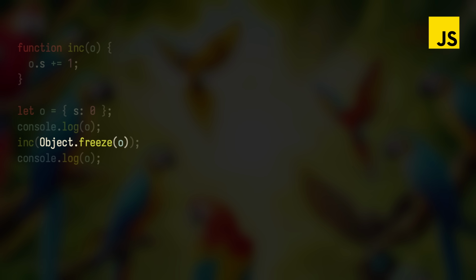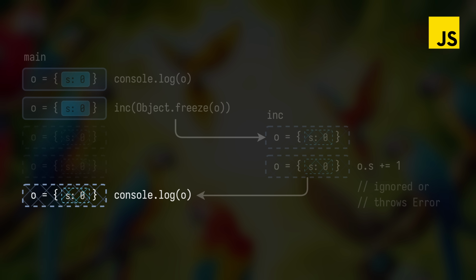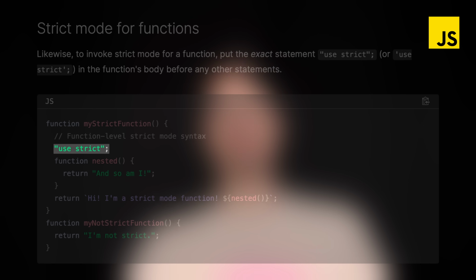Another option is freezing the object with Object.freeze, which would prevent modifying the object's properties and adding new ones and deleting object properties. However, the object remains frozen after the call to inc. And if you forget to enable strict mode in browsers by slapping "use strict" at the beginning of your code, yes, that's really how you turn on strict mode in browsers, any modifications are silently ignored instead of throwing exceptions.